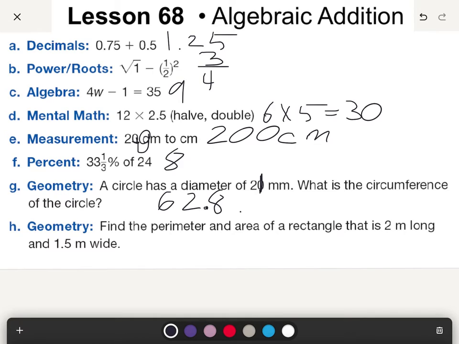Okay, so then find the perimeter and area of a rectangle. So perimeter would be 4 plus 3 is 7 meters. And the area would be 2 times 1.5, which would be 3 square meters. All right.